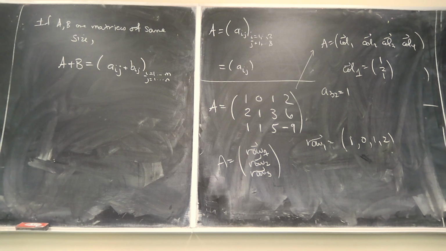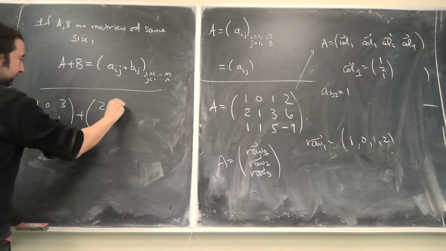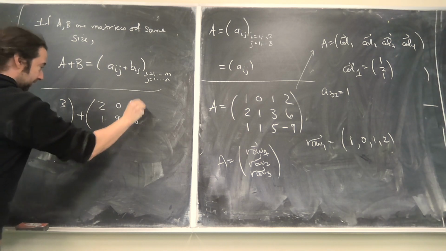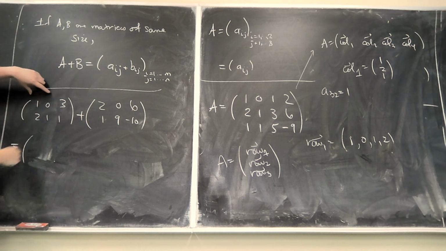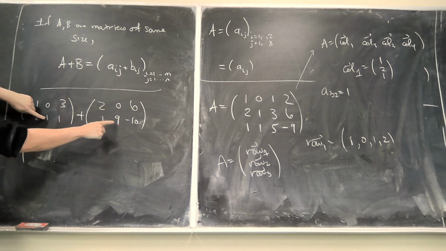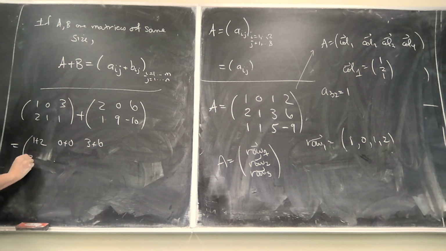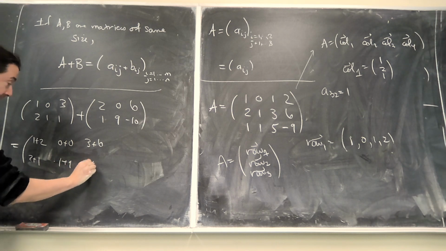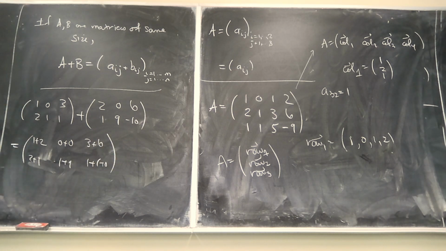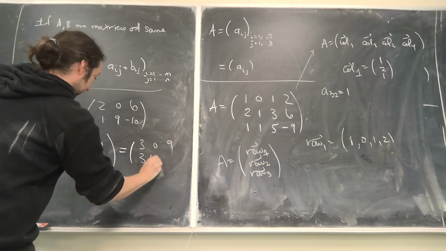All that means is you add two matrices of the same size by adding the entries in the same spots. So [1, 0, 3; 2, 1, 1] plus [2, 0, 6; 1, 9, -10] is equal to, they're the same size, so I'm just going to add the stuff that's in the same positions. This is called entry-wise addition. So 1 plus 2, 0 plus 0, 3 plus 6, 2 plus 1, 1 plus 9, 1 plus negative 10, which would be 3, 0, 9, 3, 10, minus 9.